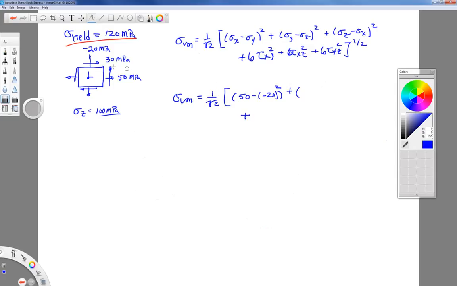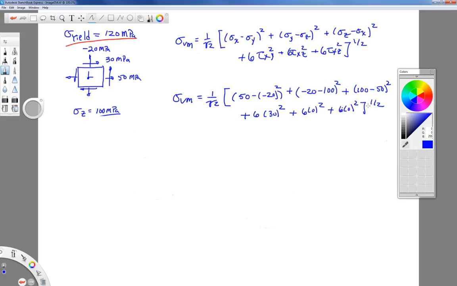Let me start over here. Sigma y minus sigma z, plus sigma z minus sigma x, plus 6 times the shearing stress squared. The other shearing stresses are 0. Okay.